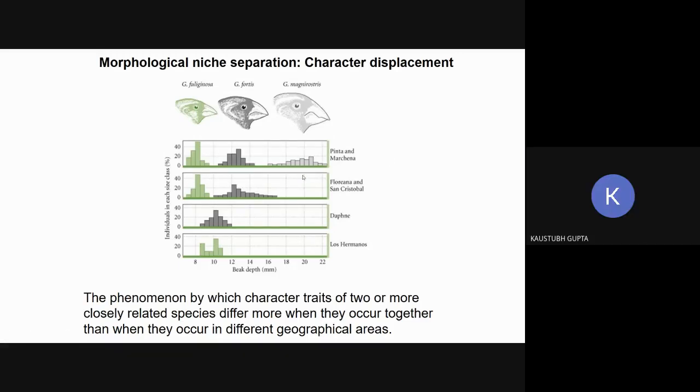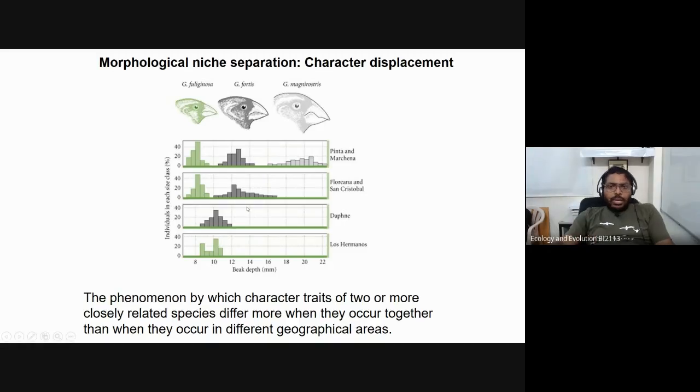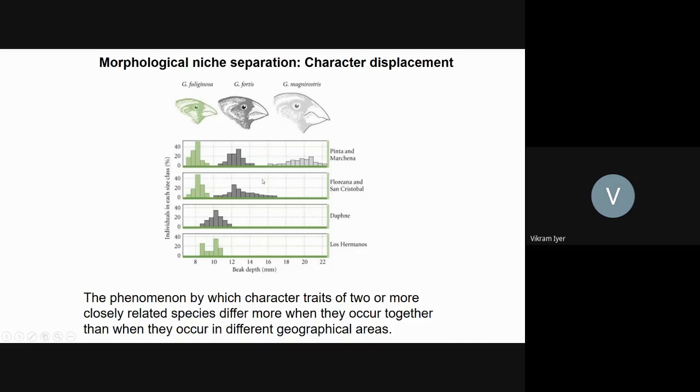Okay, that makes sense. Yeah. Also, sir, is there any reason why the last graph is not a Gaussian?